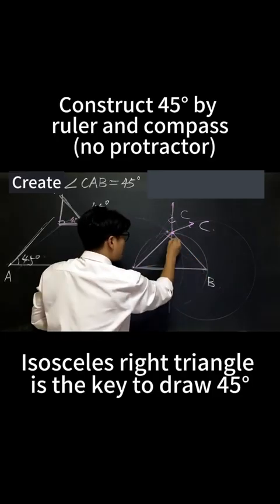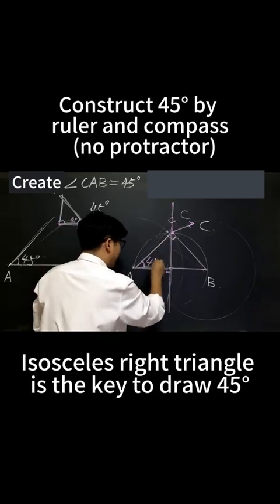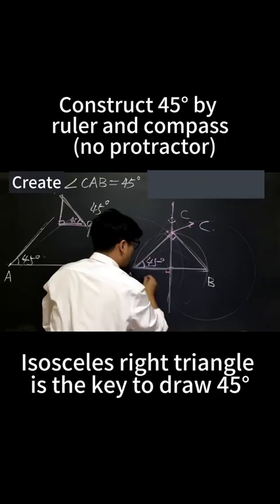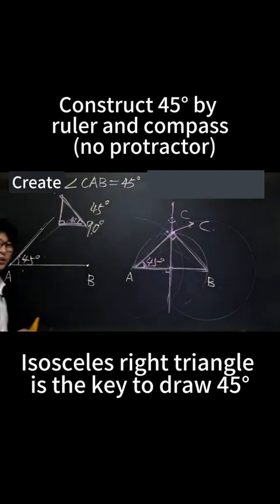This is a right angle, and this is the perpendicular bisector. So this angle here, isn't it 45 degrees? Isn't this an isosceles right triangle? Didn't we just construct this 45-degree angle? You can't just draw it by measuring two angles, everyone.